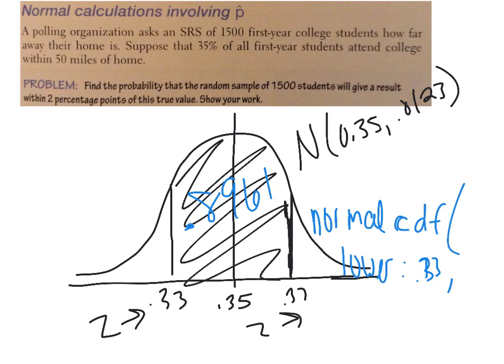And then you have to do step 3, which is to actually answer the question. Don't forget to do that. So if I'm answering the question, I've got about 90%, 0.8961. So about 90% of your SRSs with a size of 1,500 will give me a result within 2 percentage points of the truth about the population.